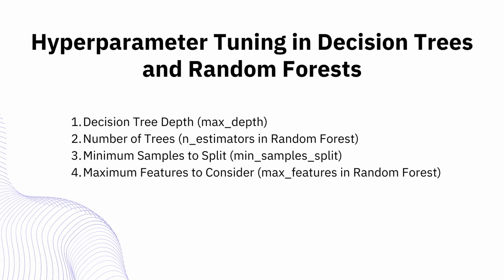To improve the performance of decision trees and random forests, we can tune several hyperparameters. For decision trees, you can limit the maximum depth of the tree to prevent overfitting. For random forests, increasing the number of trees usually leads to better results, but it comes at the cost of computation time. Other important parameters include the minimum number of samples required to split a node and the maximum number of features considered at each split.